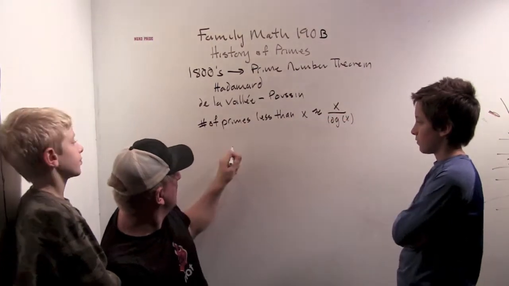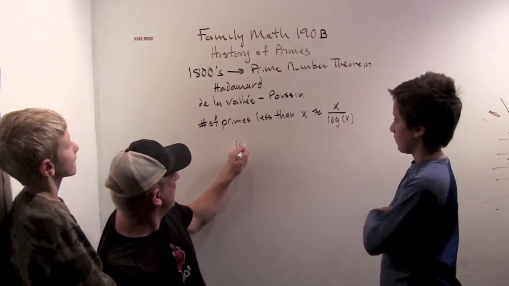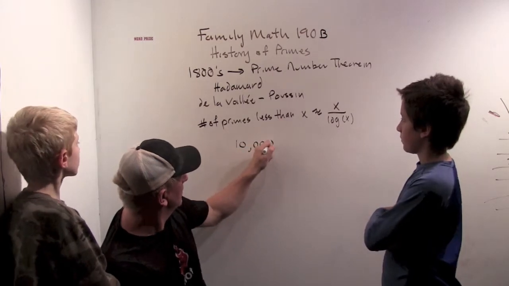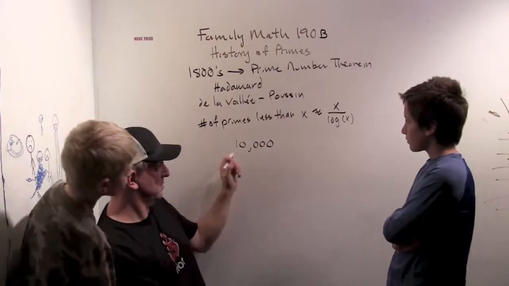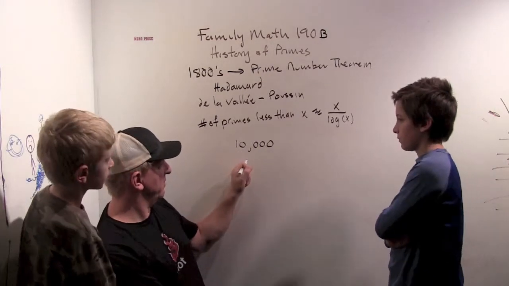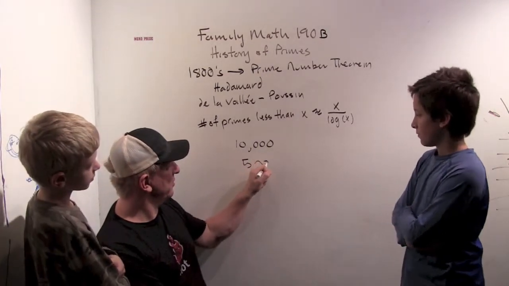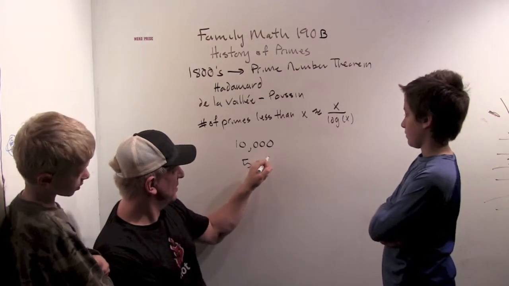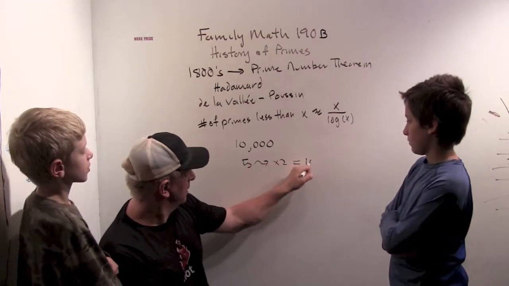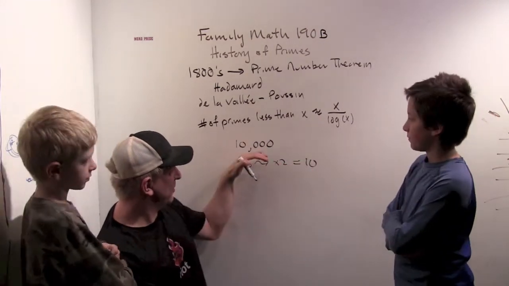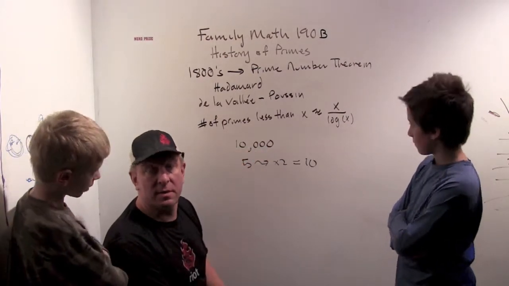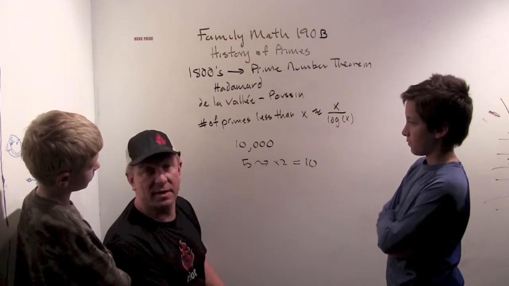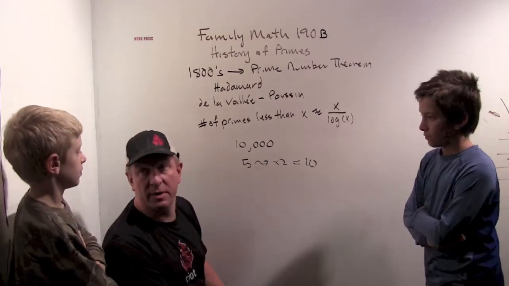So for the number 10,000, the number of digits is 5. And then we multiply that by 2 to get 10. So we would expect there's about 1,000 primes less than 10,000. Now, if I had planned ahead, I would have checked exactly how many there are, but we can check when we're done.